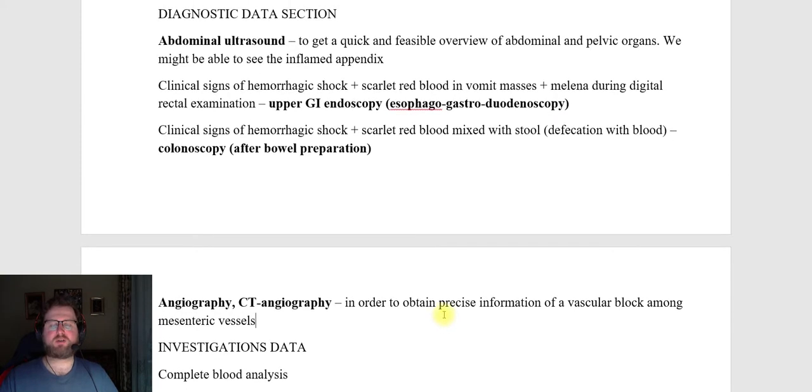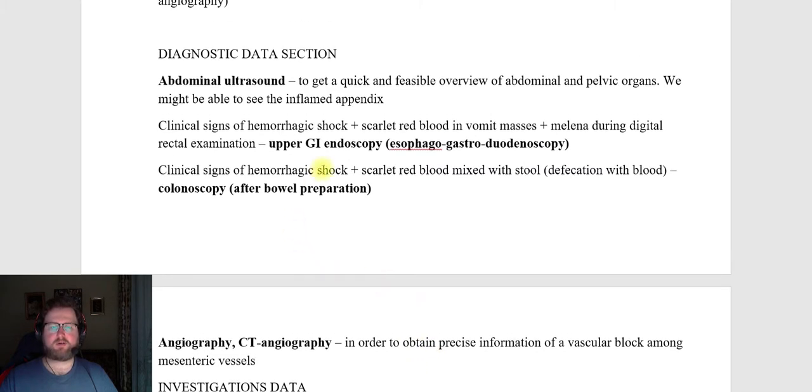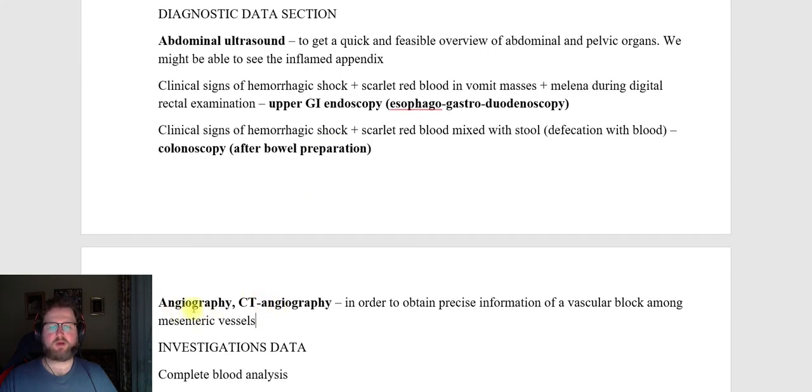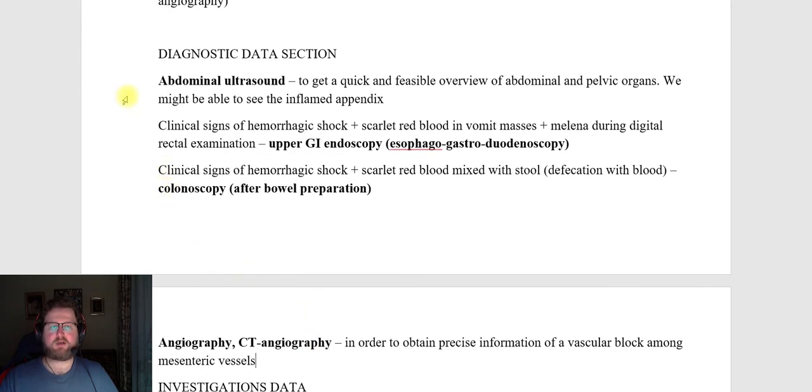If you see that your patient does not have signs of acute mesenteric ischemia or GI bleeding, I think you won't perform angiography just routinely, just to do some examination. This is an invasive procedure which has complications occurring, and that's not going to be very safe. So in most cases, abdominal ultrasound can be enough.